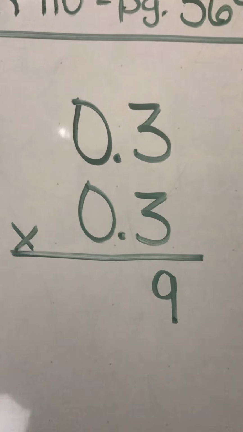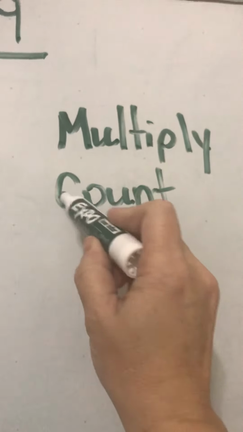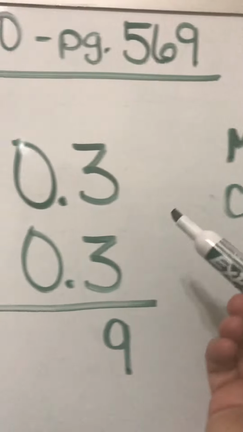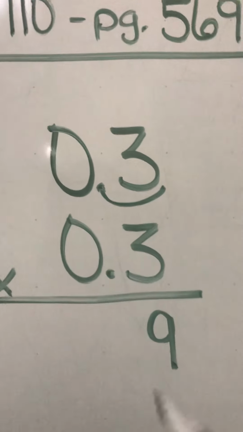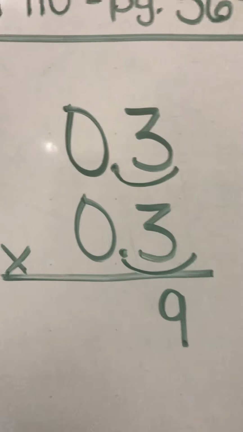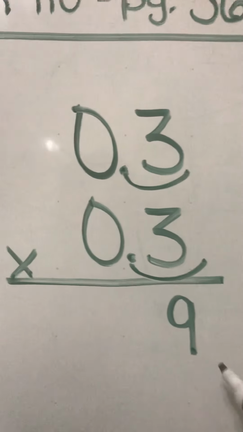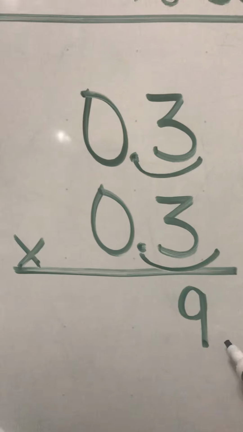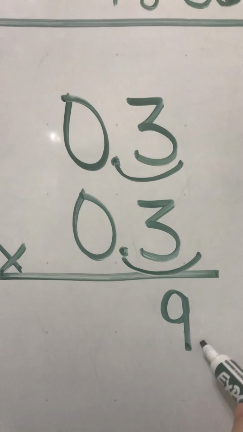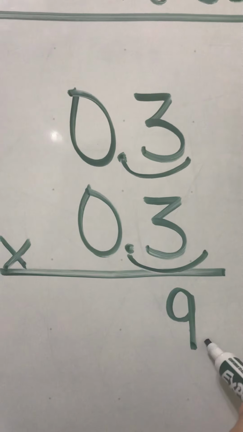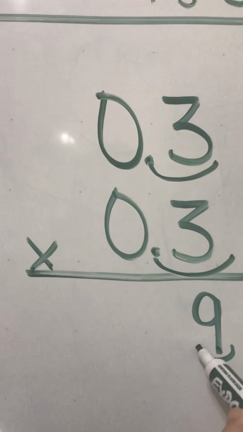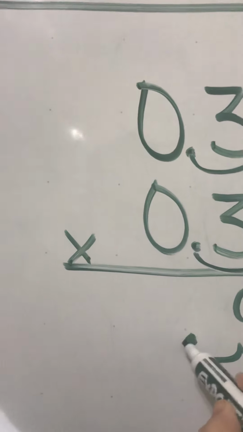And since everything else is zeros here, that's really all I have to do. Okay, but I'm not done with this problem because now I need to do my second step, which is count. And that means I have to count the decimal places in my factors. Well, I see I have one decimal place here, and I have one decimal place here. Well, 1 plus 1 is 2, which means my answer has to have 2 decimal places also. And since I can picture the invisible decimal after my number 9, I'm going to move it 1, 2 places.